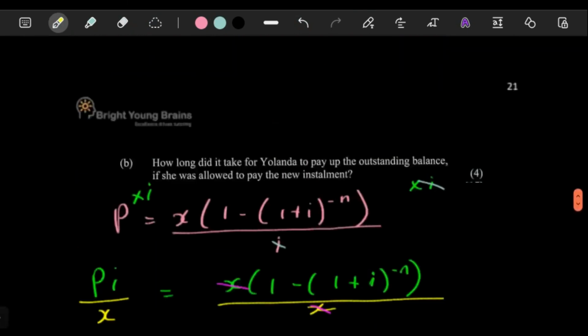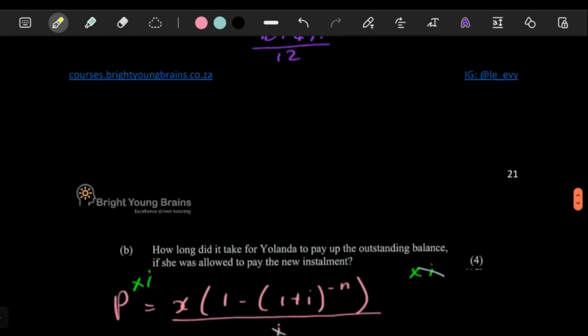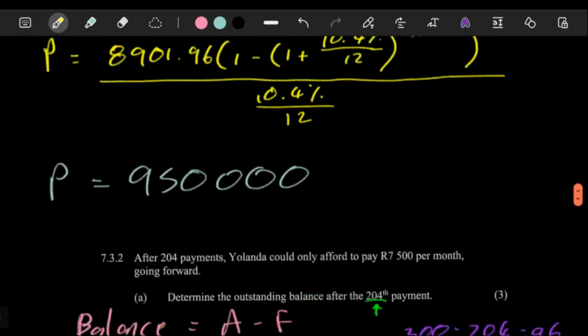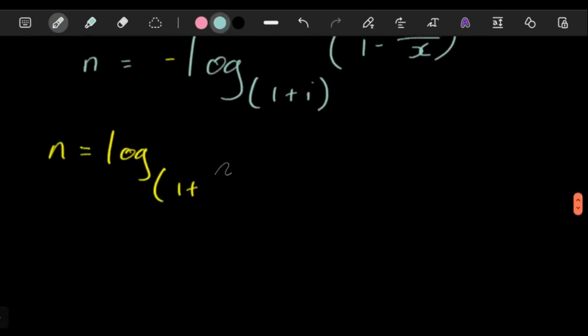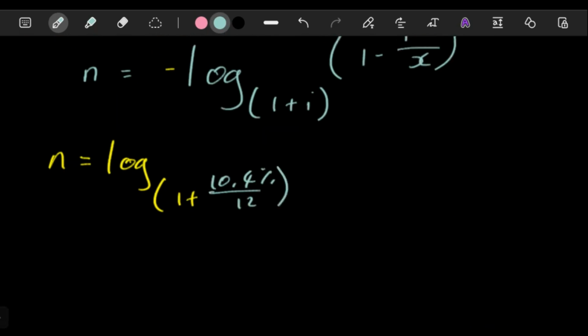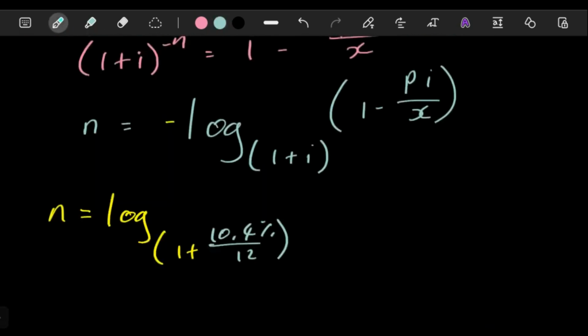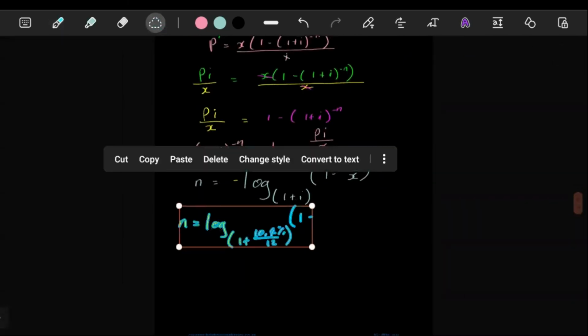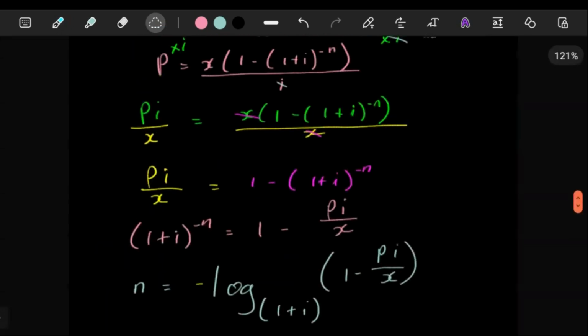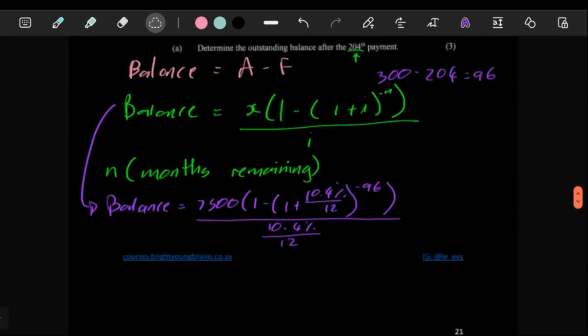So with that being said, if you now put in the numbers, the interest is, what is the interest? Is it not 10.4%? Yeah, that hasn't changed. So it's still just going to be 10.4% over 12. And then we have 1 minus P. P is the amount that we're paying off, which is the amount we got in the previous question. That's the balance on the loan, because that's the amount he owes before he changed his installment.